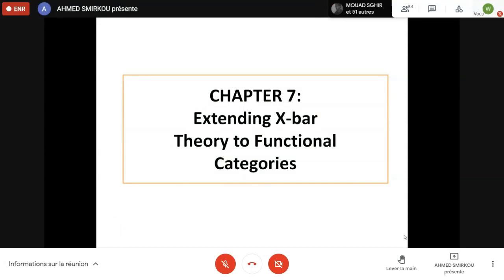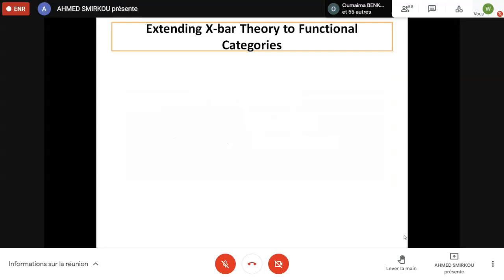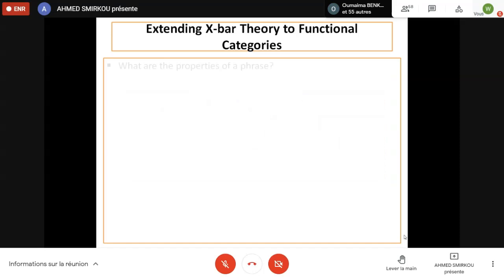Today we are going to cover chapter 7, extending X-bar theory. So what we are going to do is to extend X-bar theory, which means we are going to sort out some problems with it. Please remember, we are going to extend X-bar theory because it's limited, or we can say that it has some shortcomings that we are going to cover today.